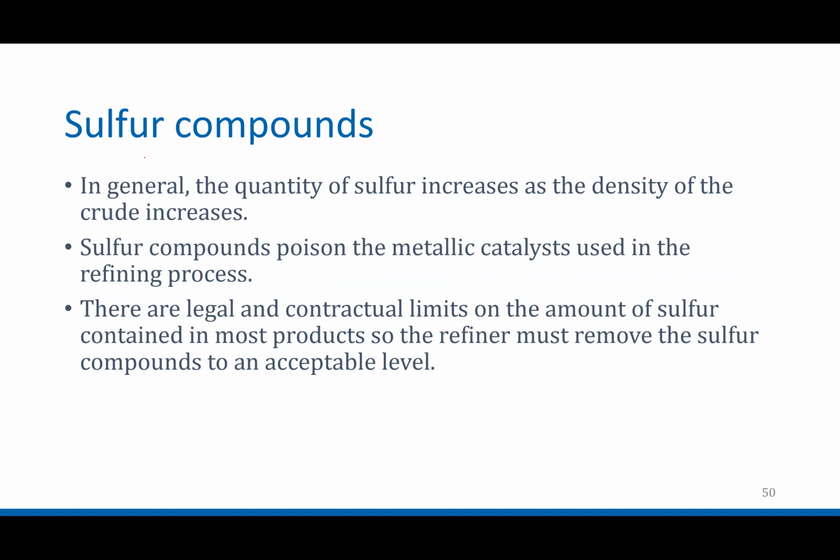One thing that's interesting is that when the amount of sulfur in your crude oil increases, the crude oil tends to become more dense. That won't really affect you in this course. We'll talk a little bit about density later, but sulfur can increase the density. Sulfur compounds are also really bad for your refining equipment, because sulfur can poison, meaning basically ruin, the metallic catalysts used in refining. So we really want to get rid of sulfur if we can in the refining process.